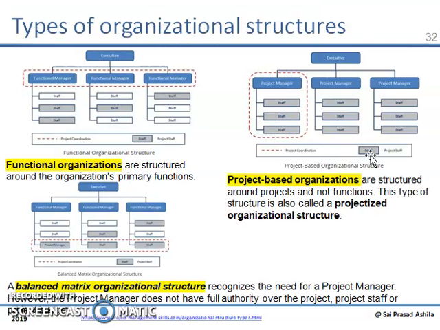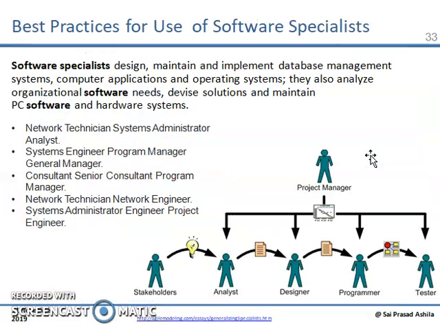Coming to the types of organizational structure which best suit, there is the functional organization, the project-based organization, and the matrix-based organization. The functional organization is suited for primary functions, and the projectized organizational structure is also suited for different kinds of software projects, which we will discuss in future.